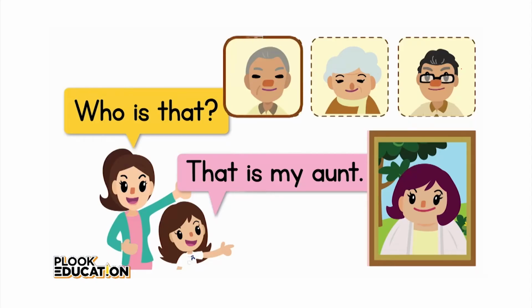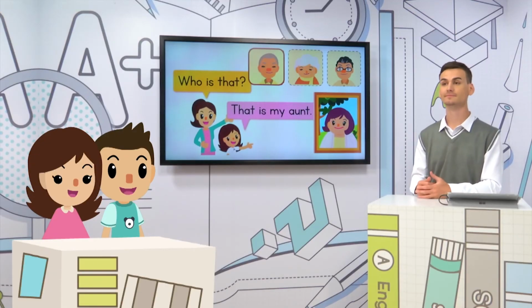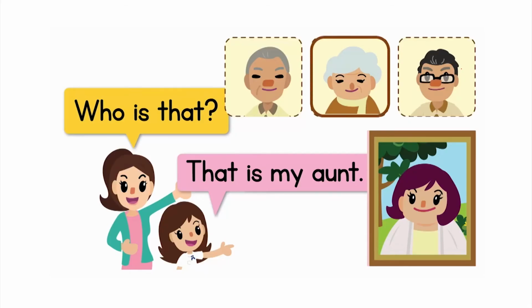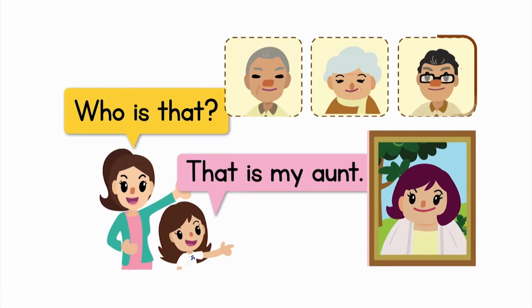Let's practice. Who is that? That is my grandfather. Good job. Who is that? That is my grandfather. Perfect. Next, who is that? That is my grandmother. Perfect. Next question, who is that? That is my uncle. This is important for us to know how to respond when people ask.